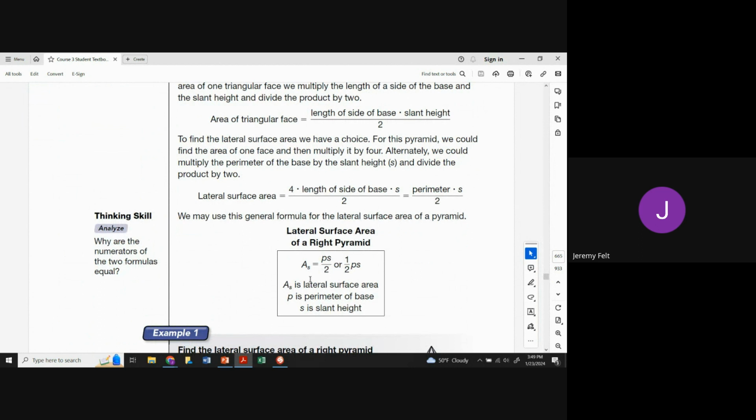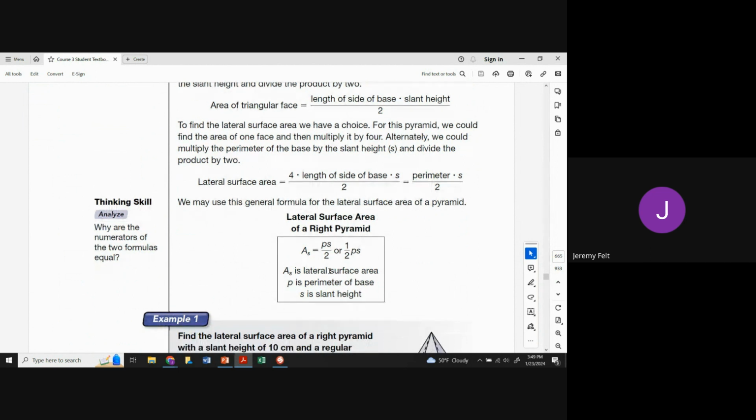I use LSA for lateral surface area. If you want to use A of S, that's fine. The P is the perimeter. S is the slant height. So 1/2 perimeter times the slant height, or perimeter times the slant height divided by 2. Either one works.